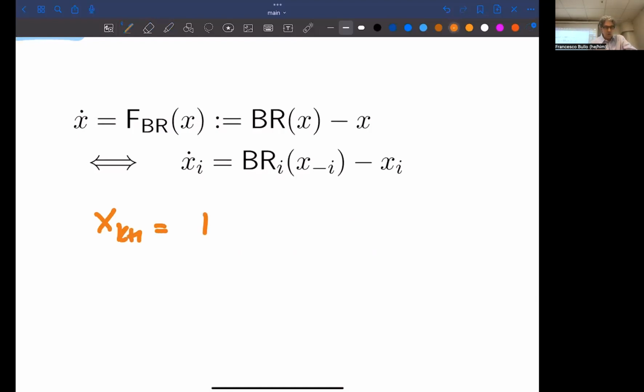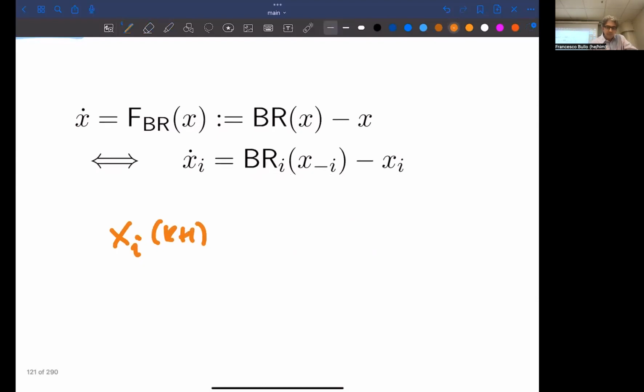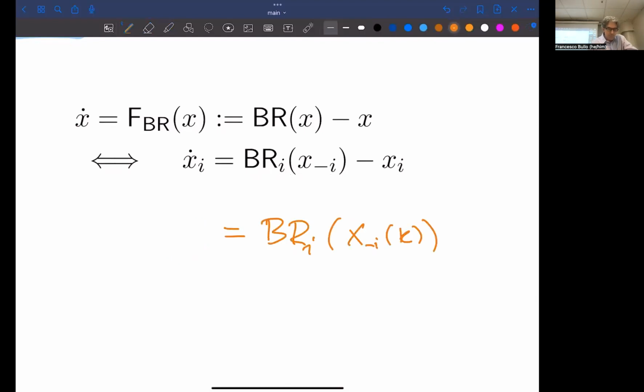x_i at time k plus 1 is equal to the best response for agent i as a function of x minus i at time k. How about that? Let me write this more elegantly: x_i at time k plus 1 is equal to the best response for agent i, a function of the decisions of the other agents at the previous time, at time k. So this is continuous time best response, and this is discrete time best response.